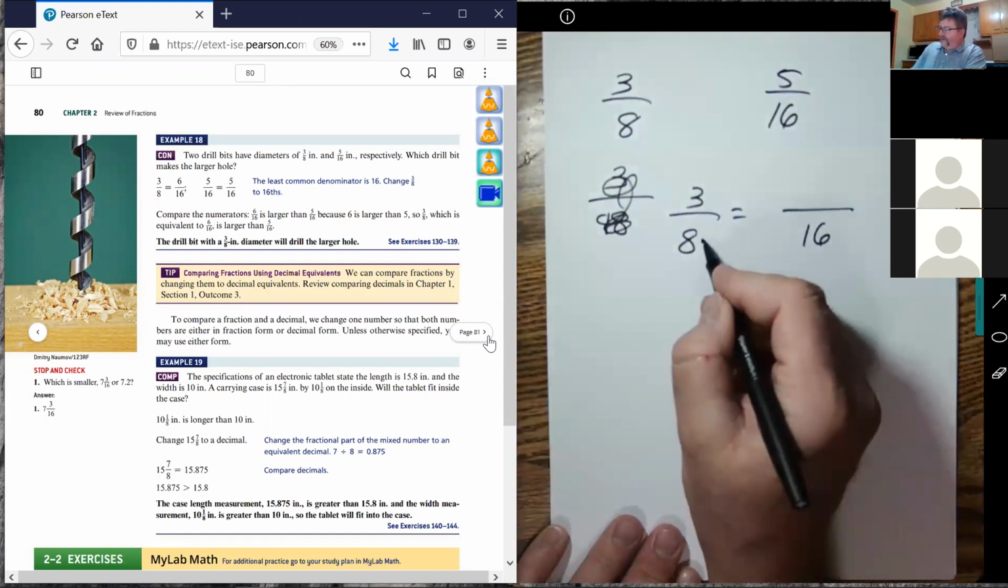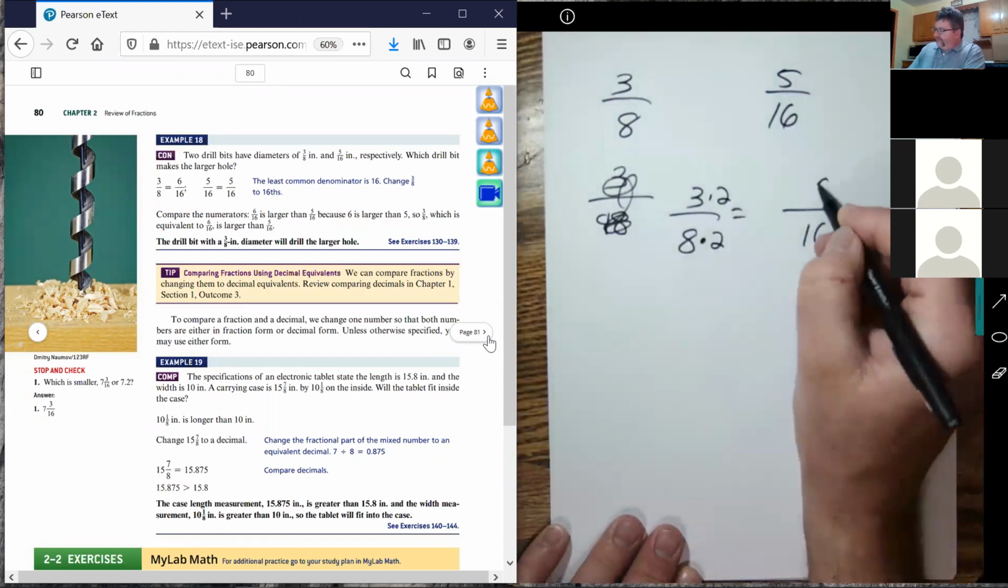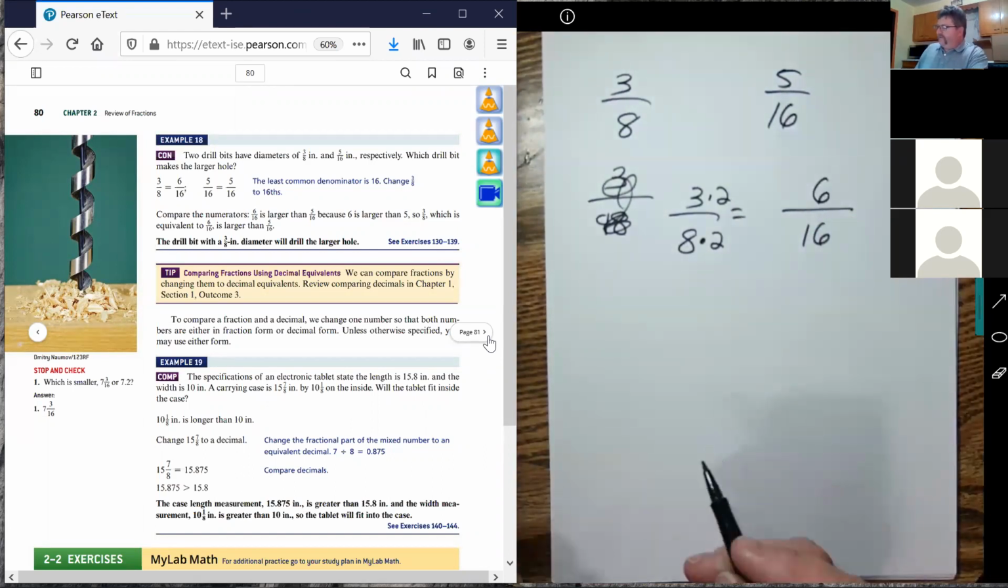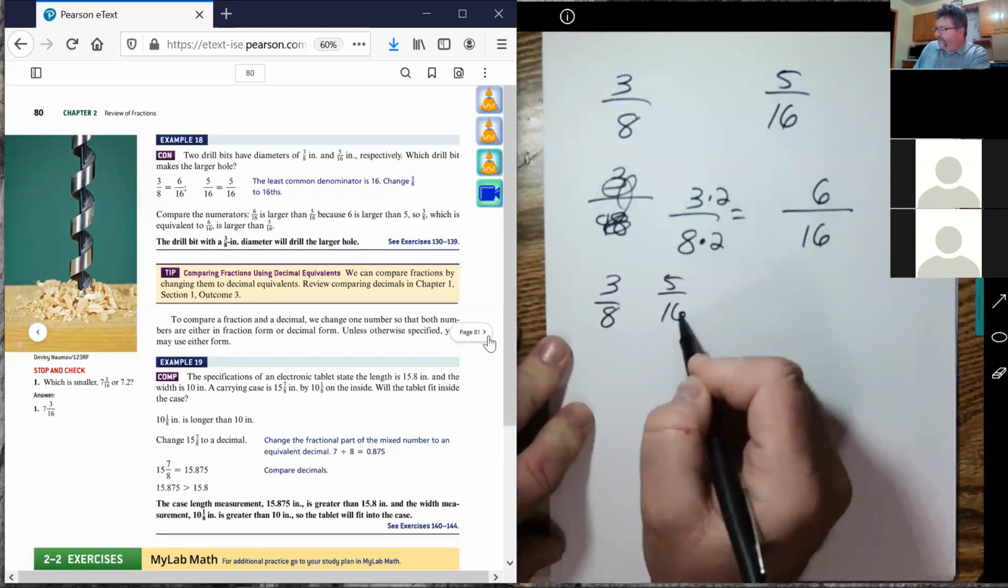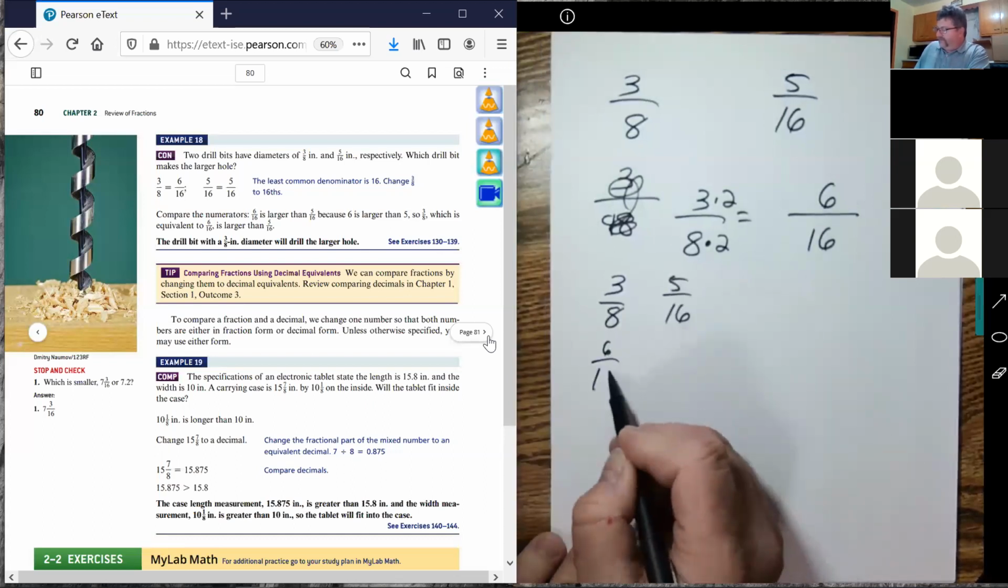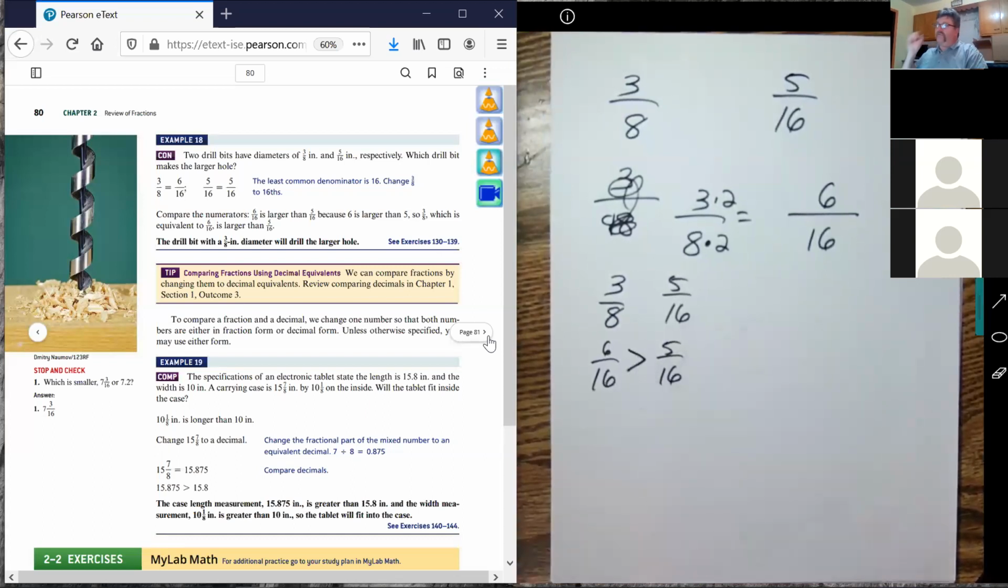So I asked myself how to do that. Well, times 2, times 2. So 6/16. So when I'm being asked to compare 3/8 versus 5/16, I'm really being asked to compare 6/16 versus 5/16. And now it's real obvious who's bigger. Okay, 6/16 is bigger, which means 3/8 is bigger.